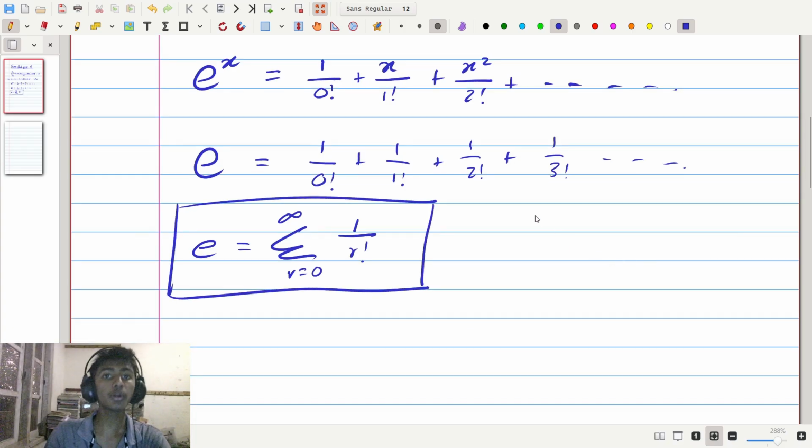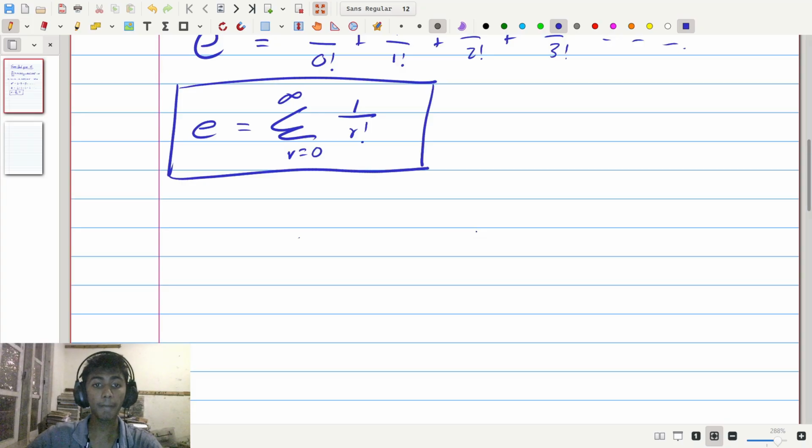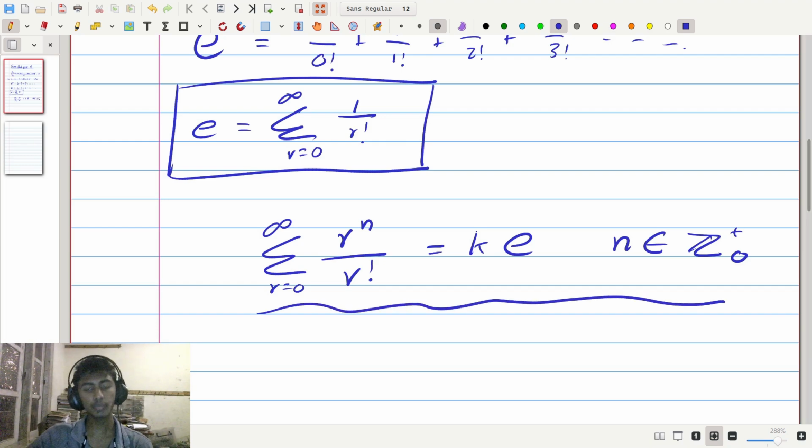Now at this point, in order to progress, what we're going to do is to next use mathematical induction. If you don't know what mathematical induction is, click this video on the top right here. Mathematical induction is going to allow us to prove that the sum from r equals 0 up to infinity of r to the power of n divided by r factorial is equal to k times e, where k is some element of the integers, provided that n is some element of the positive integers inclusive of 0. Now, in order to prove this using mathematical induction, we're going to need two things.